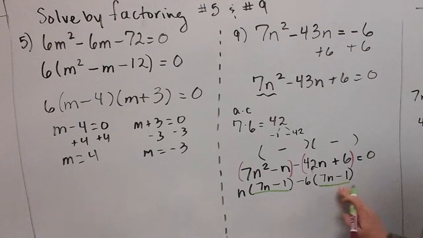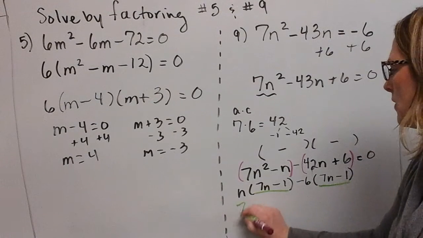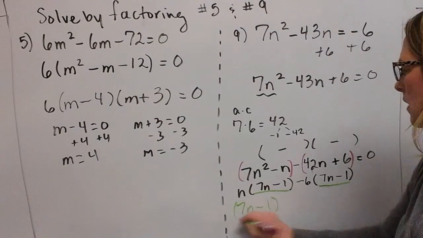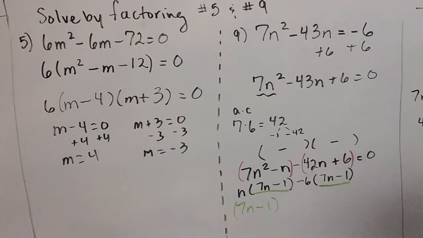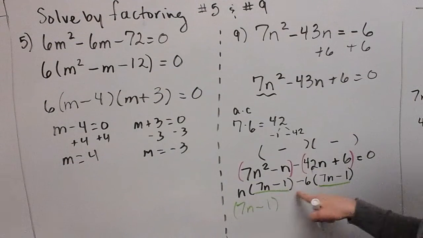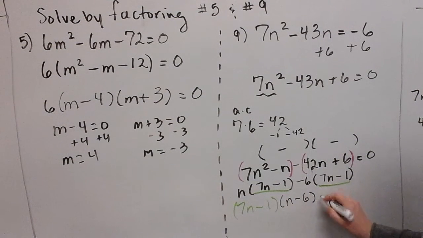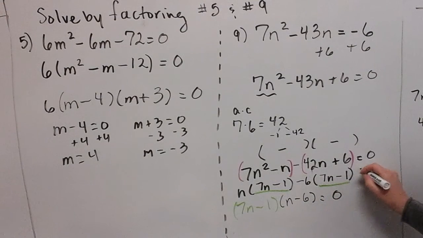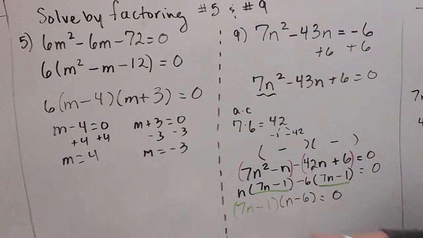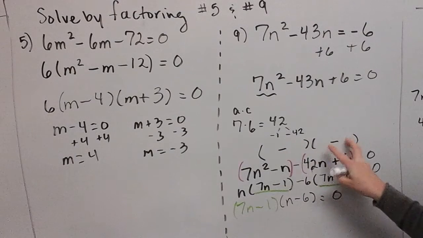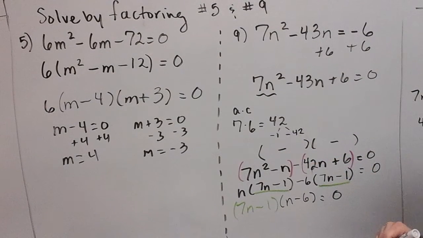I'm going to factor that out from each part. So I have 7n minus 1. And what's left over is this n minus 6. So now this equals 0. Should have had that equals 0 still. So I've got my 7n minus 1, n minus 6, which is what I was trying to get to, and both signs were negative. And at this point, I'm just going to make sure you can see what I have on the board.